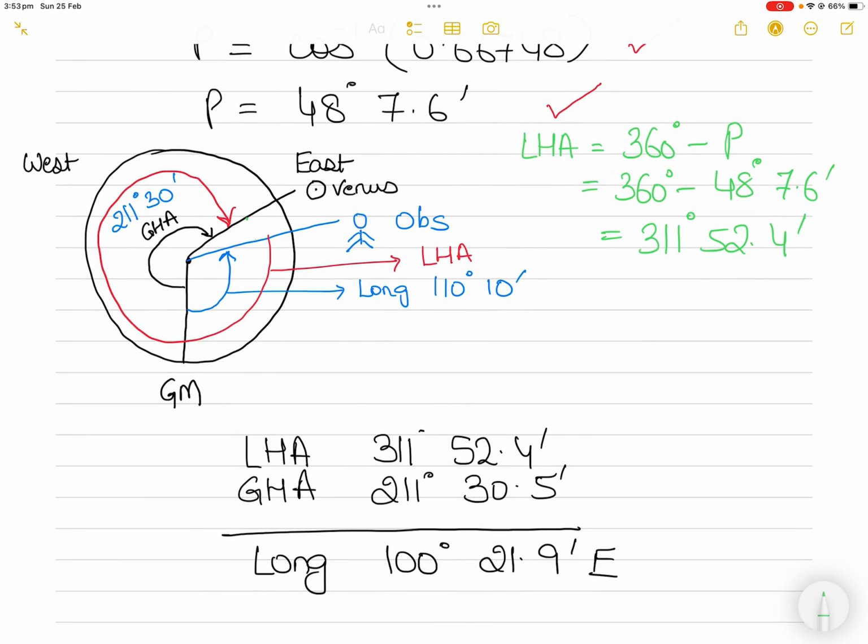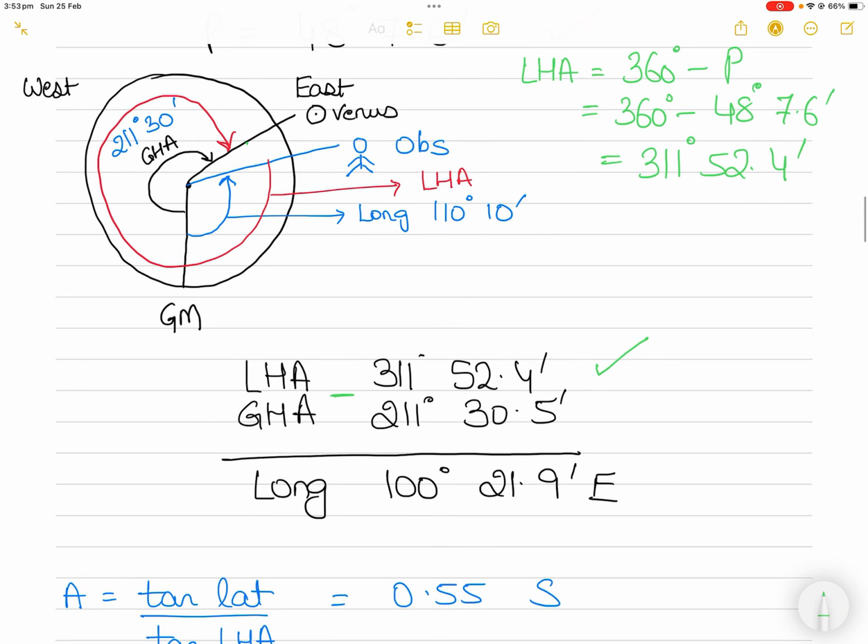Now, once I have determined the LHA, that is the LHA I will use here, and I will forget about the letter P. I will not use P anymore to confuse myself. So with GHA and LHA, subtract one from the other. Always subtract the smaller number from the larger number. There are no negative answers here.